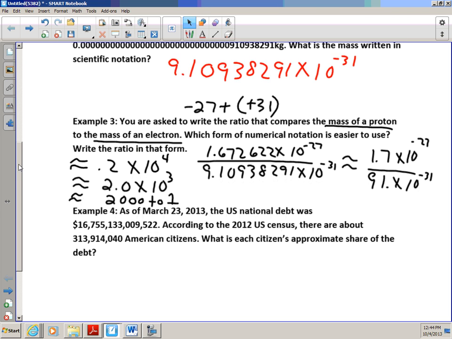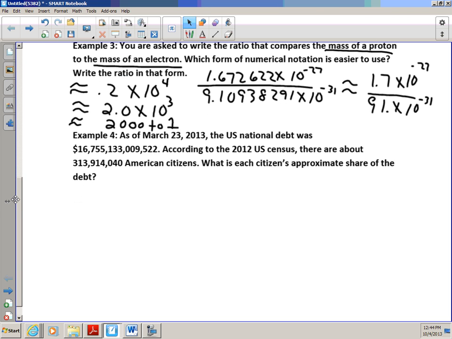Let's take the next example. As of March 23rd of this year, the national debt in the U.S. was $16,755,133,009,522. And there is approximately 313,914,040 U.S. citizens. What is each citizen's share of the national debt? Now, again, obviously, if we have a calculator, we could take our calculator out and do these, but let's get fluent in using scientific notation.